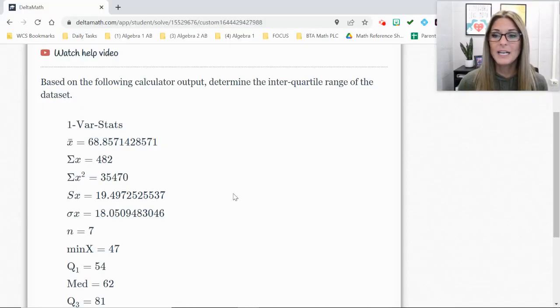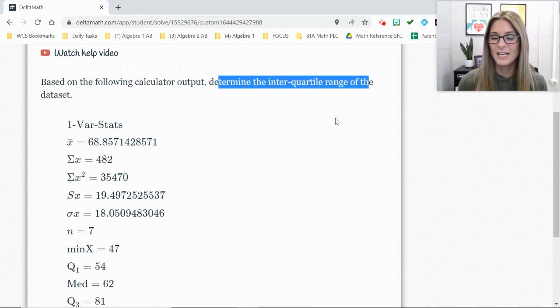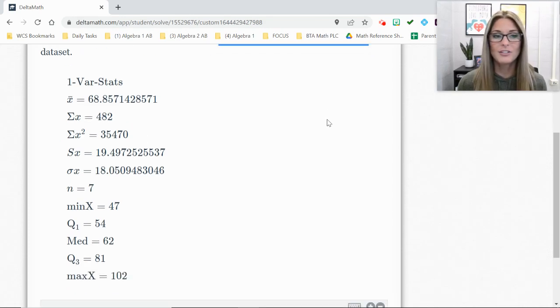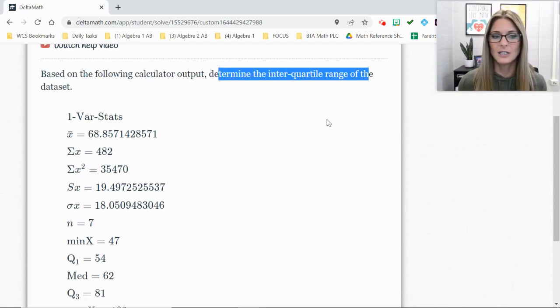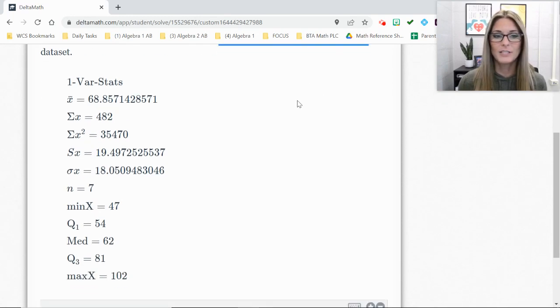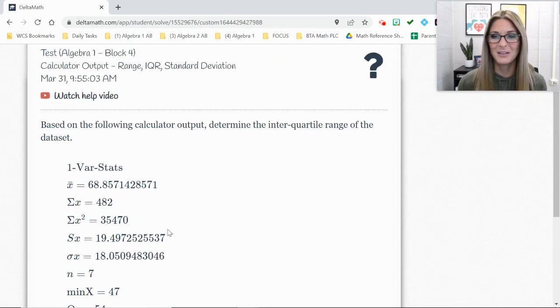So I wanted to switch for a quick minute and look at a problem that you're going to have on Delta Math. Notice Delta Math is going to provide you with the calculator output just like we just got on our calculator, those one variable statistics starting with the mean and all the additional information. And you're going to have different questions asked. This first one, as an example, is determine the interquartile range. So it's more or less a question of, can you interpret the symbols and come up with the statistical value that's being asked? For the interquartile range, you would use the given Q3 and Q1, subtract them to get your IQR. That's what the Delta Math is going to look like.